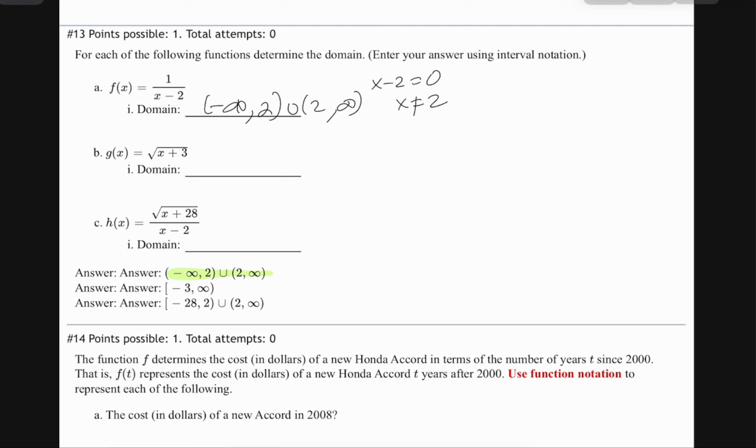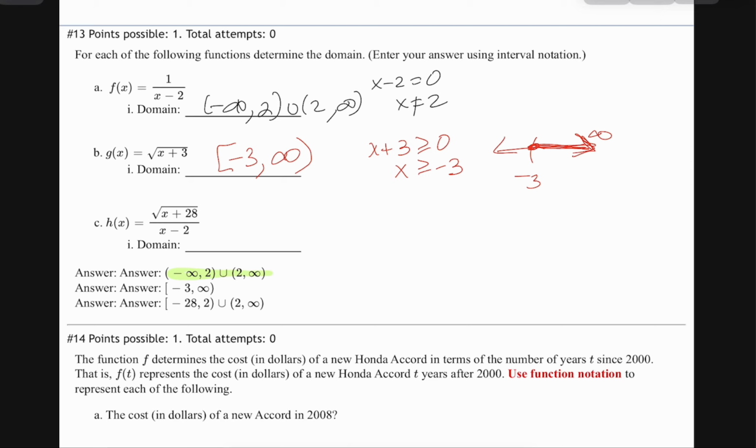Now, for B, it is a square root. Just take the inside, set it greater than or equal to 0, and solve. That is any value greater than or equal to negative 3. So on the number line, I can have any values from negative 3 and to the right to infinity. That's why our bracket is on negative 3. We go to infinity. So that is why we see the answer down here.